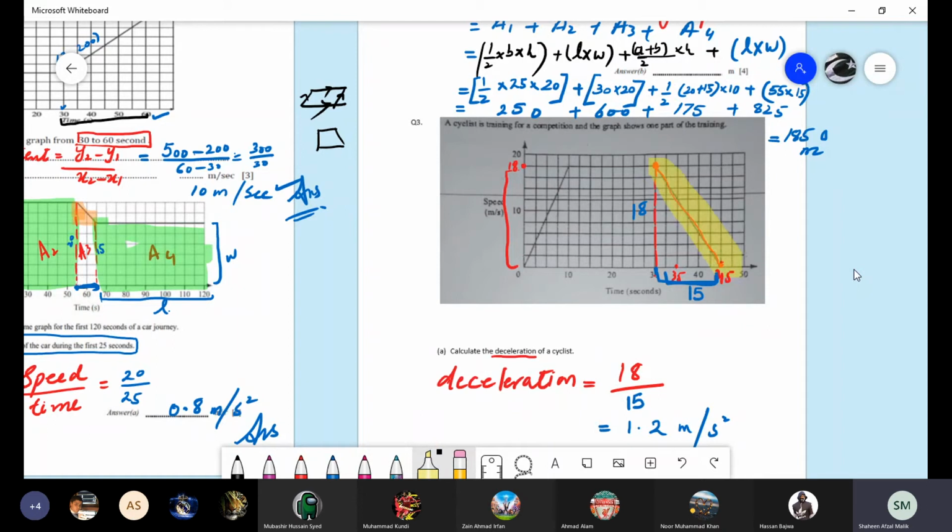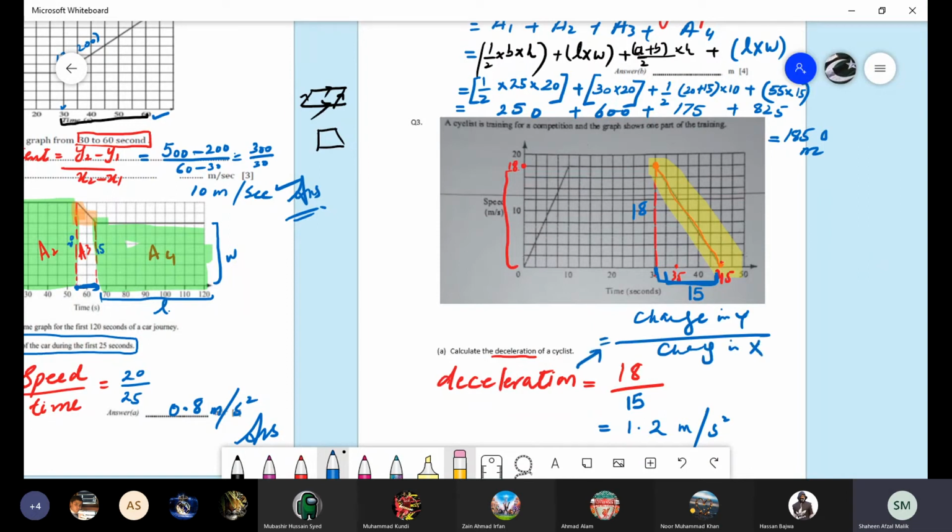From this point to this point, we can write that change in y over change in x. Change in y is 18. Remember, boys, this is a very important point, because you have done acceleration, but this is the deceleration. We are doing it for the first time, so you can see here that the deceleration is the change in y over change in x.